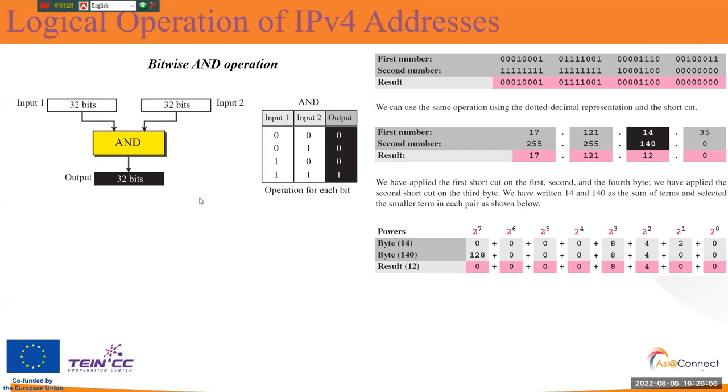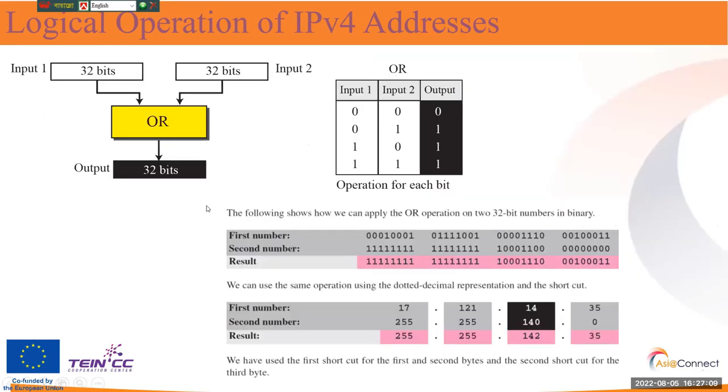So this is needed for routing operations and also for finding the network address of a network. So we need this. Another one is the bitwise OR operation. This is also needed to find the last address of the IP address. So we need to find the last address, with the first number this one and the second number this one.